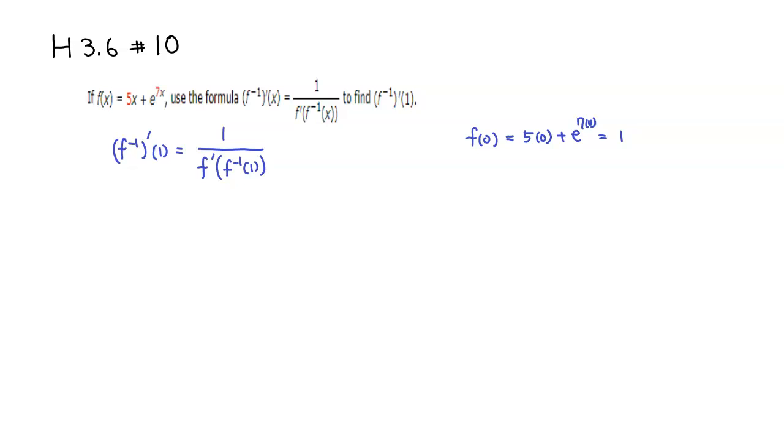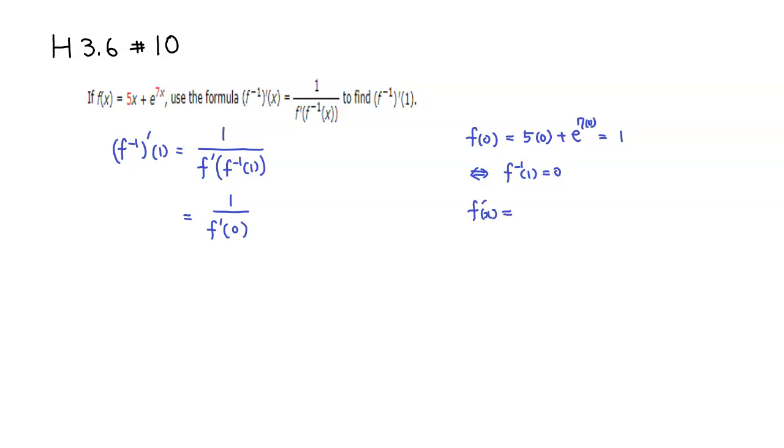So if f of 0 is equal to 1, then that's equivalent to saying f inverse of 1 is equal to 0, right? So we know that f inverse of 1 is 0, so we can simplify to 1 over f prime of 0, right? But what is f prime of 0? So we have to find f prime of x first, right?